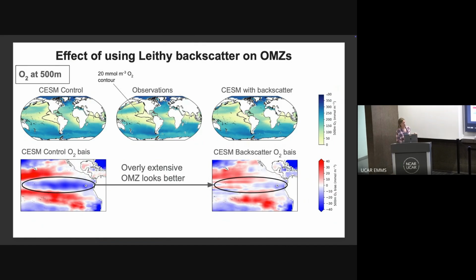So these maps along the top are oxygen at 500 meters, and I put a contour there at the 20 millimole per meter cubed oxygen concentration, and that's kind of the threshold for an OMZ.